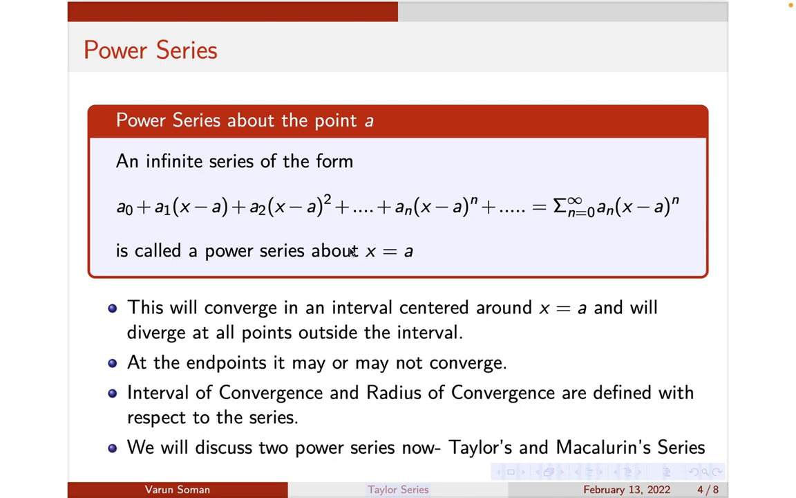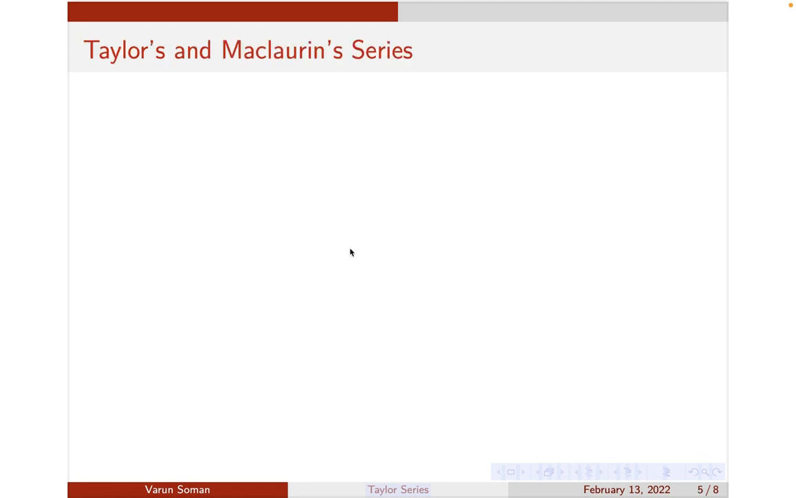Okay, now we will discuss two particular power series, which are Taylor series and Maclaurin series. So what is Taylor series and Maclaurin series? It's very simple. Suppose you have a function called f of x which has all the derivatives. That is, it has derivatives of all orders, for example f dash x, f double dash x, f triple dash x, etc. So suppose you can find all the derivatives.